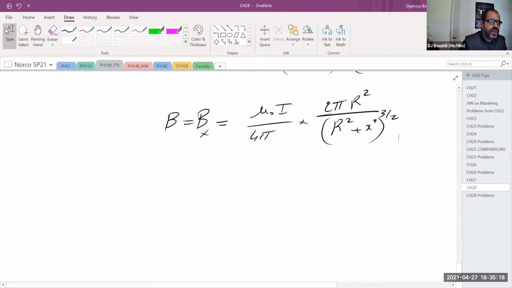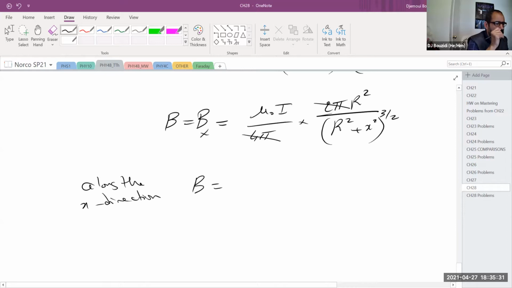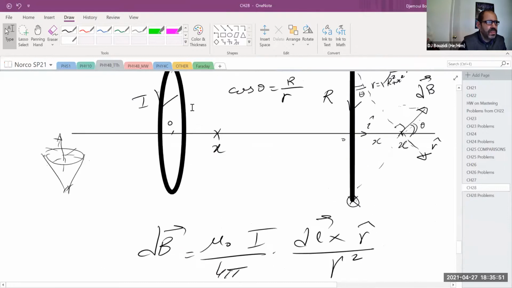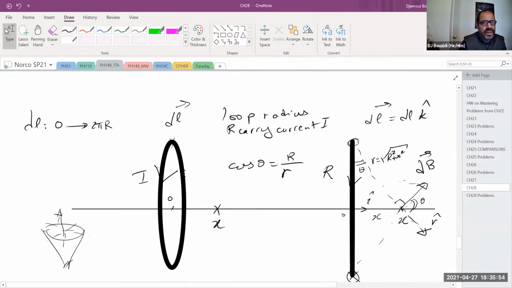Okay, so let's cancel some stuff in here because we have 2 pi and we have the 4 pi in here. So this is actually equal to, along the x direction, mu naught I over 2 times r squared, times r squared plus x squared to the power 3/2. Typically, if you guys remember the dipole, this is actually a dipole too, because pi times r squared is actually the area of this loop, pi r squared.